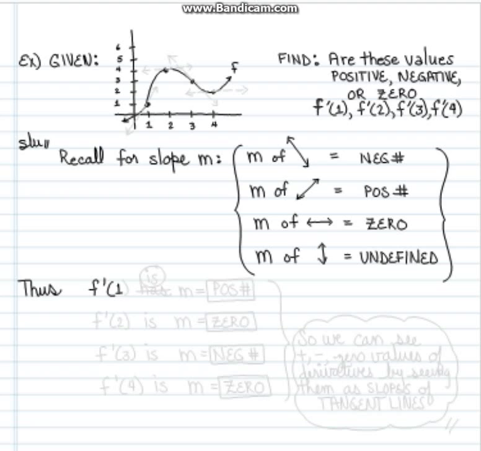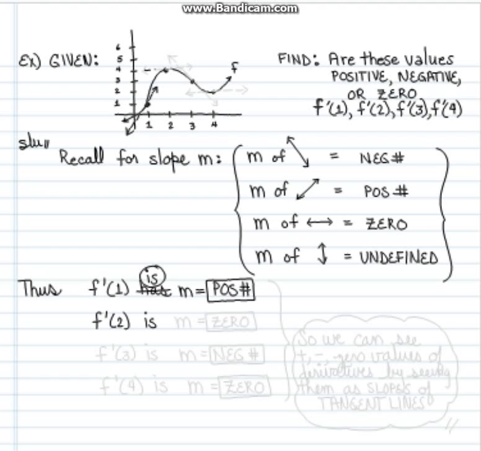Okay, so f prime of 1, that is the derivative function at x equals 1. Well, let's just draw the line that's tangent to the curve at x equals 1. That line is leaning to the right, so that slope is going to be positive. I shouldn't say that f prime of 1 has a positive slope. It is the positive slope.